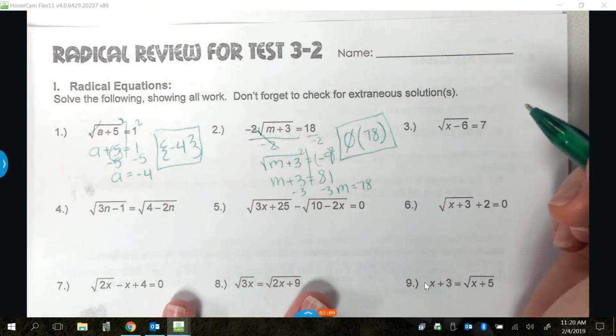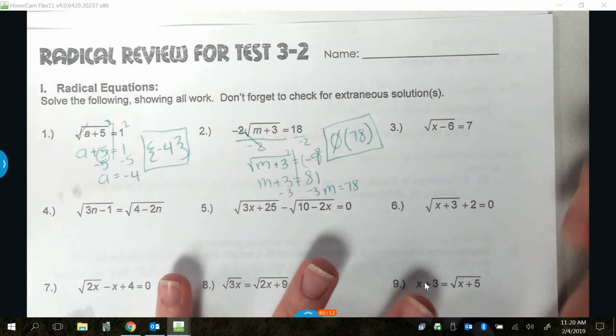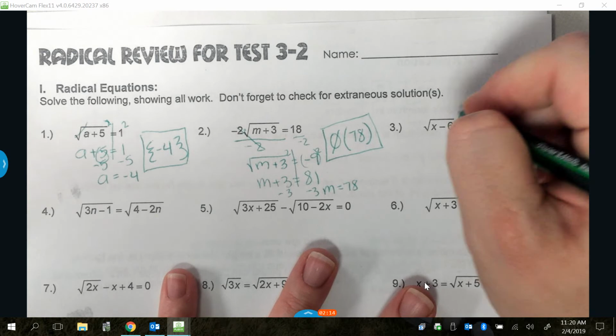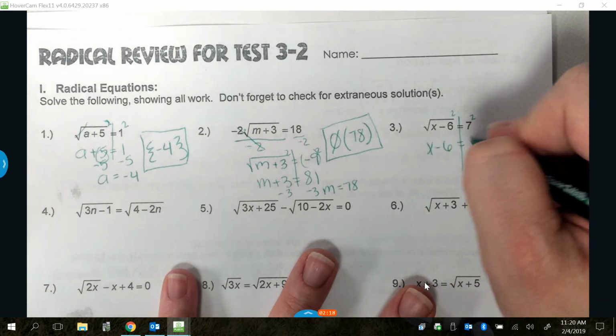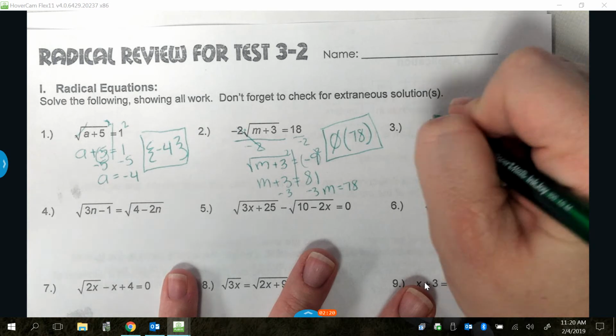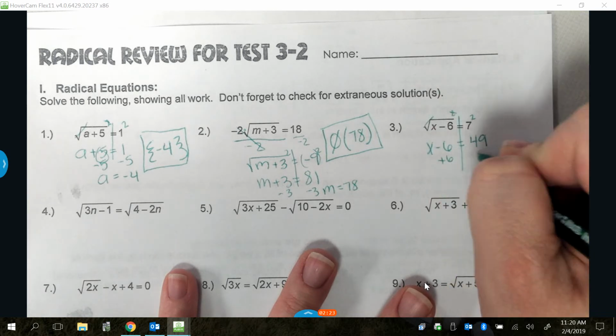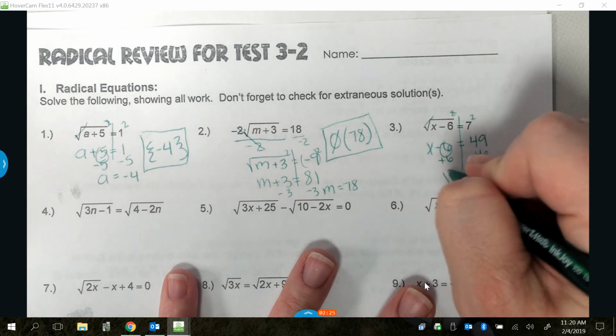Remember, extraneous solutions go in parentheses. Okay. Number 3, radical's already alone, so we're going to square both sides. We get x minus 6 equals 49. This cancels that. And then I add 6 to both sides, and x equals 55.